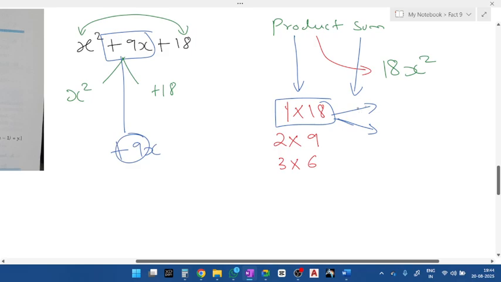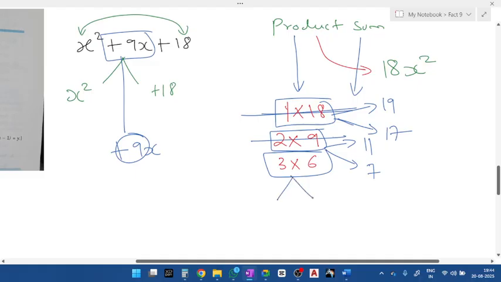1 and 54. When you add 1 and 54, what are we getting? 55. When you subtract, we get 53. We don't take this pair. Next, go with 2 and 27. When you add, what do you get? 29. When you subtract, we get 25. So do we need to take this 2 and 27? We're not getting 9, right? Ignore this. Take 3 and 18. When you add and subtract, what do you get?